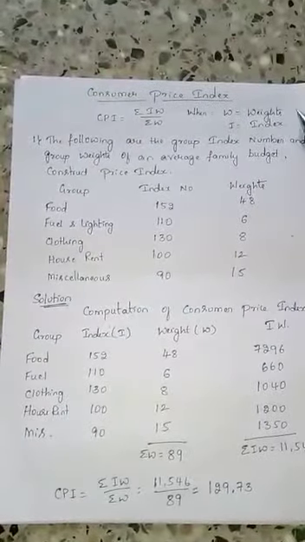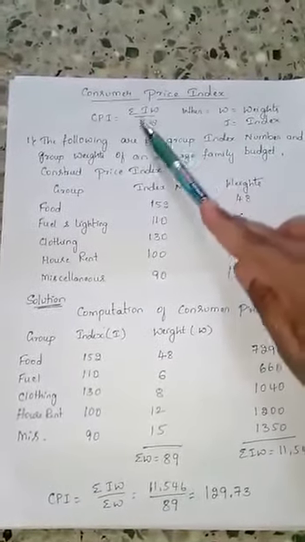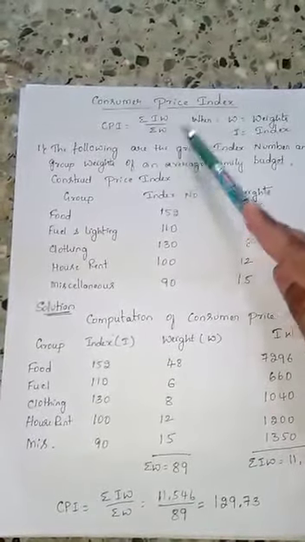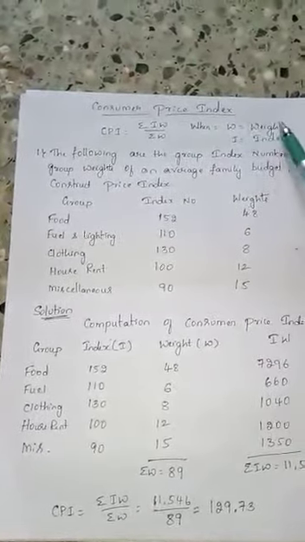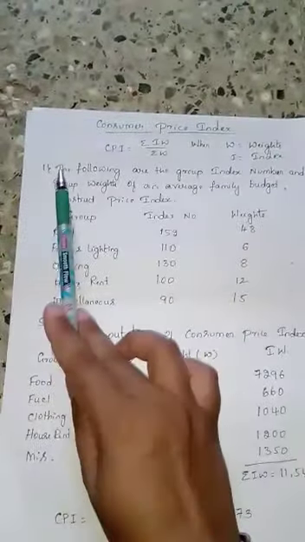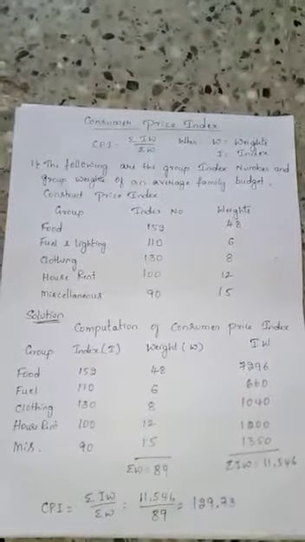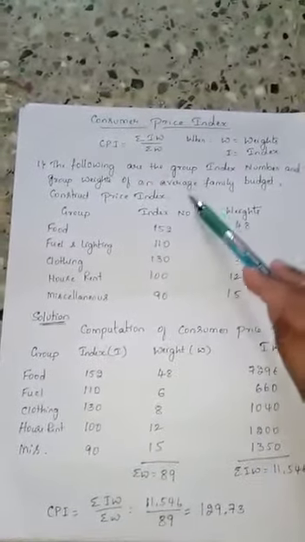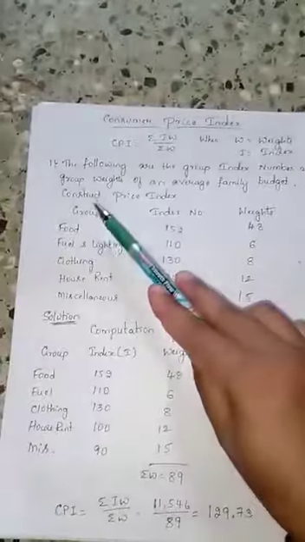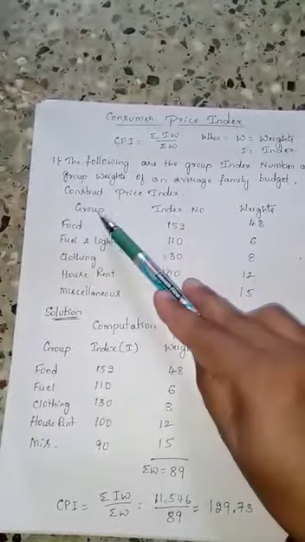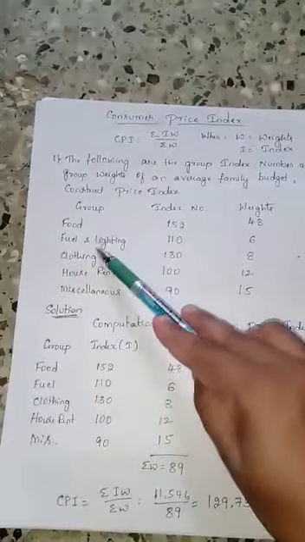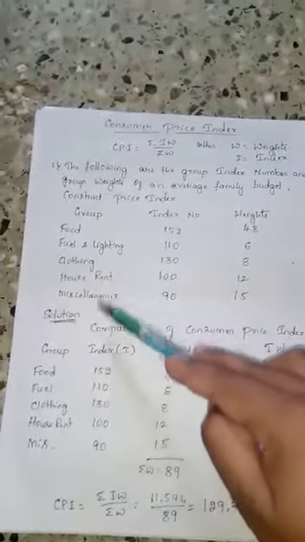Consumer Price Index. The formula is summation of IW divided by summation of W. I is nothing but an index, W is weights. First problem: the following are the group index numbers and group weights of an average family budget. Construct the price index. The groups given are food, fuel and light, cloth, house rent, miscellaneous.